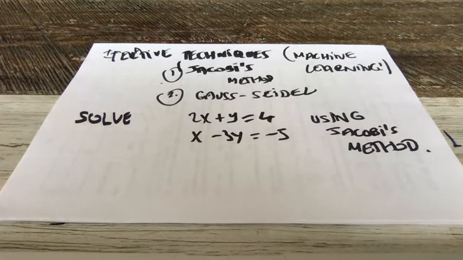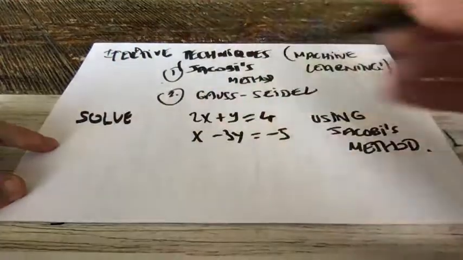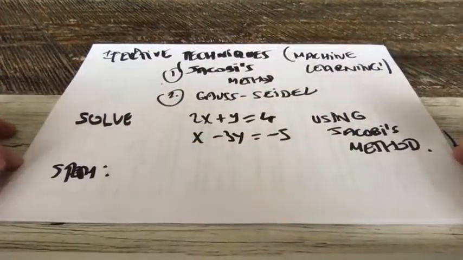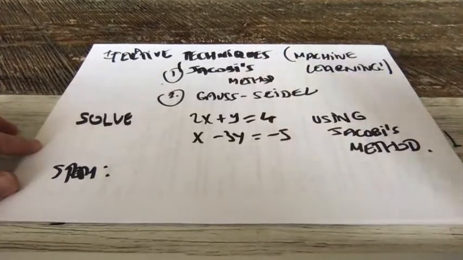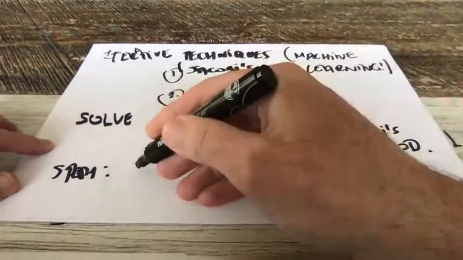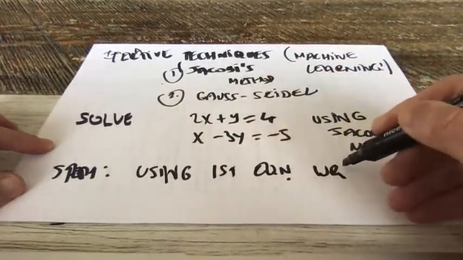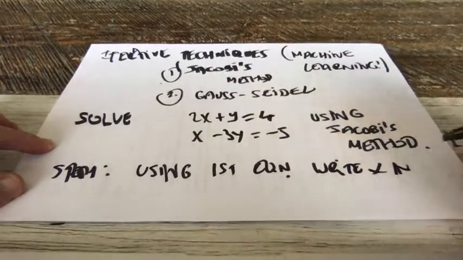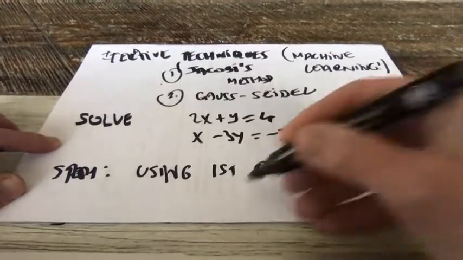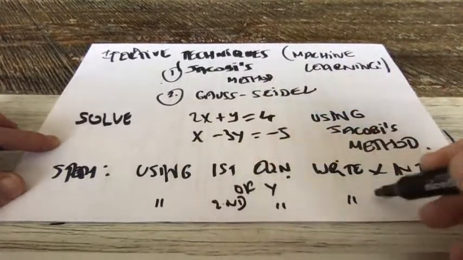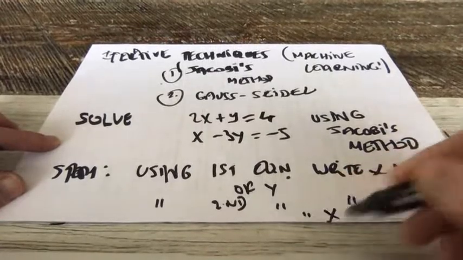So the very first thing you do, and this is really important, is you take the first equation. Here's step one. From the first equation, 2x plus y is equal to 4, you write x in terms of y. And using the second equation, you write y in terms of x.